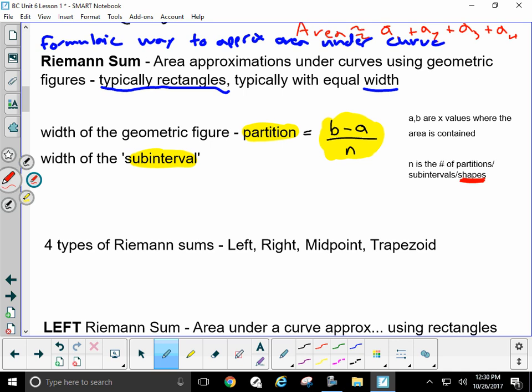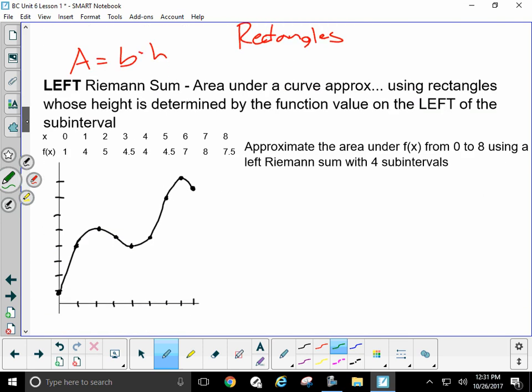And there are 4 types. There's a left, a right, a midpoint, and a trapezoid. And 3 of them, left, right, and midpoint, use rectangles. We know areas of rectangles just based on sight. And then the other one we are going to use is a trapezoid. We'll talk about the area formula for a trapezoid in a little bit. Okay? So based on sight is really all we're going to be dealing with for a left, right, and midpoint.